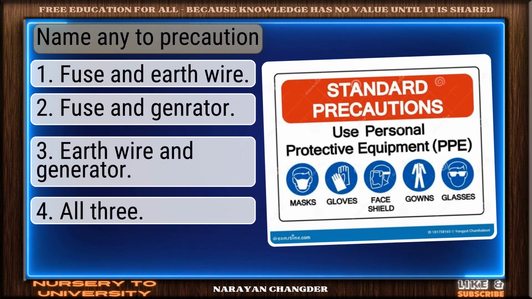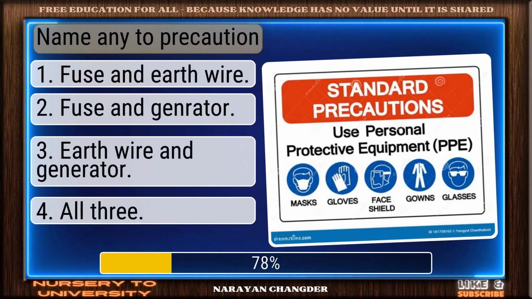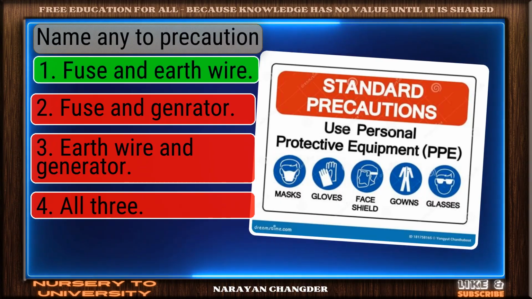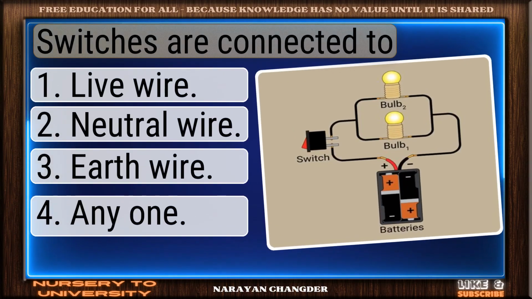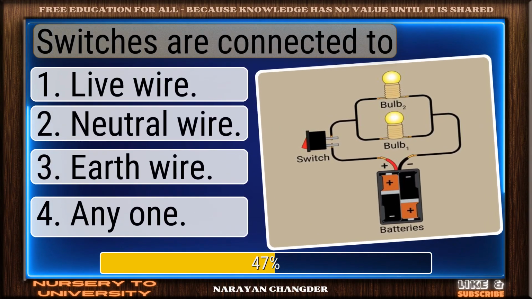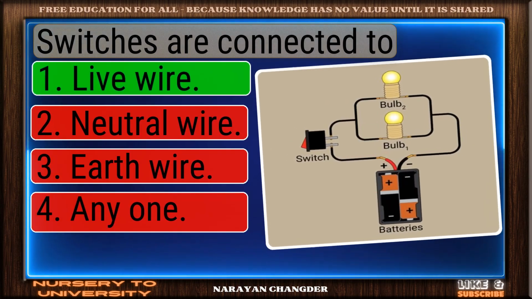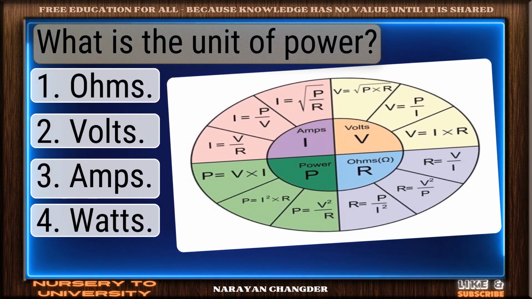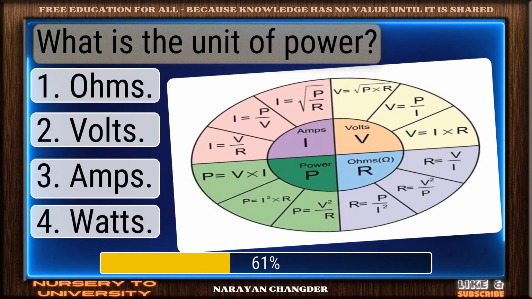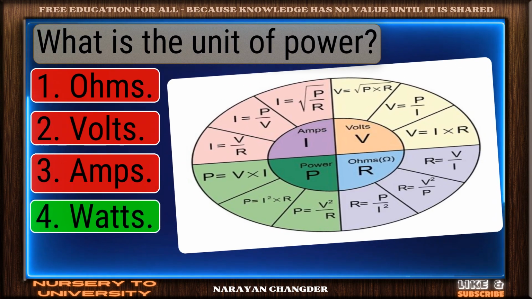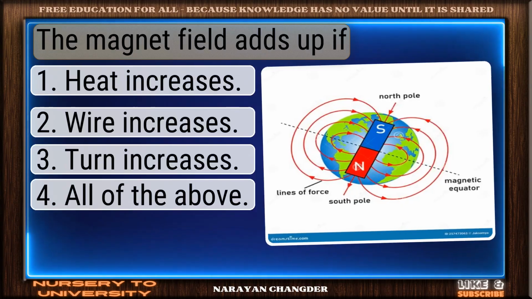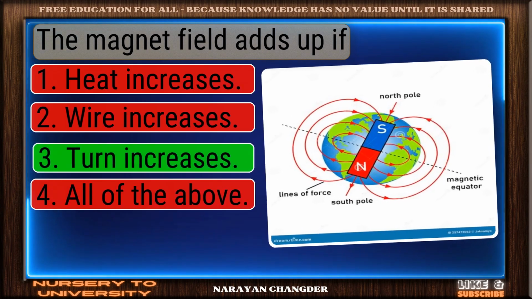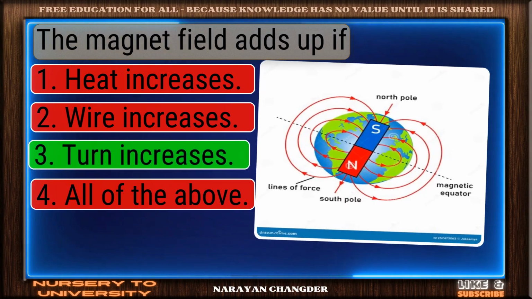Name any two precautions. Strong choice. Fuse and earth wire is right. Switches are connected to. Right choice. Live wire is best. What is the unit of power? You chose watts, correct? The magnetic field adds up if. Bravo! Turn increases is the answer.